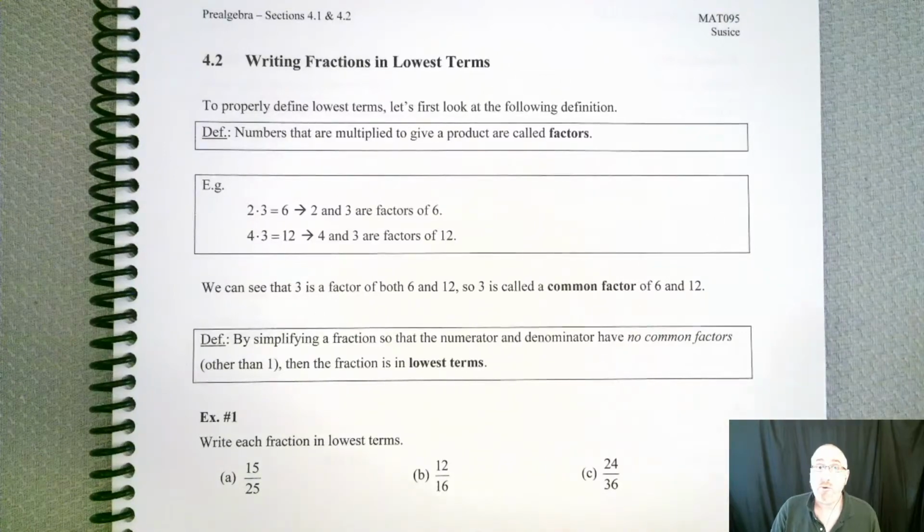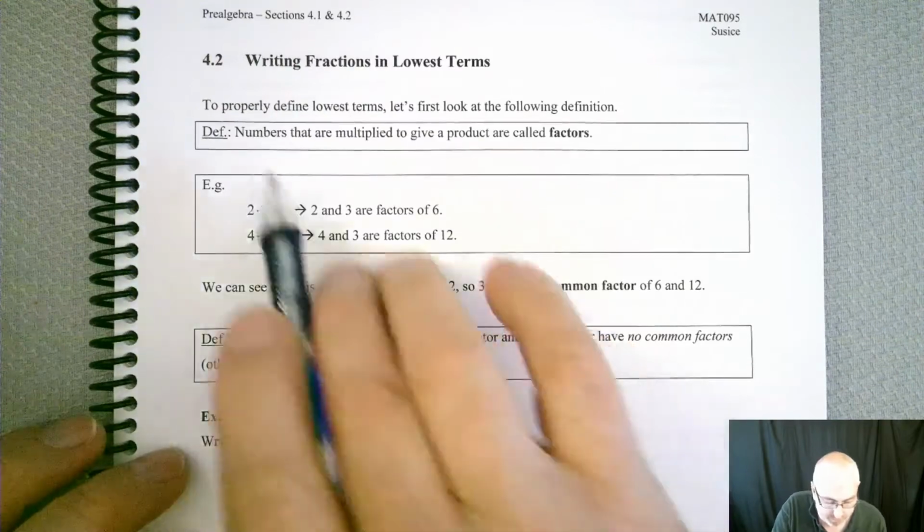So welcome back to 4.2 for MAT095. We're going to be getting into writing fractions in lowest terms. We saw a little bit about how we can find equivalent fractions by multiplying and dividing the top and bottom by the same number. But now we're going to go a step further and try to infer it and find those common numbers on our own. So let's see how that works.